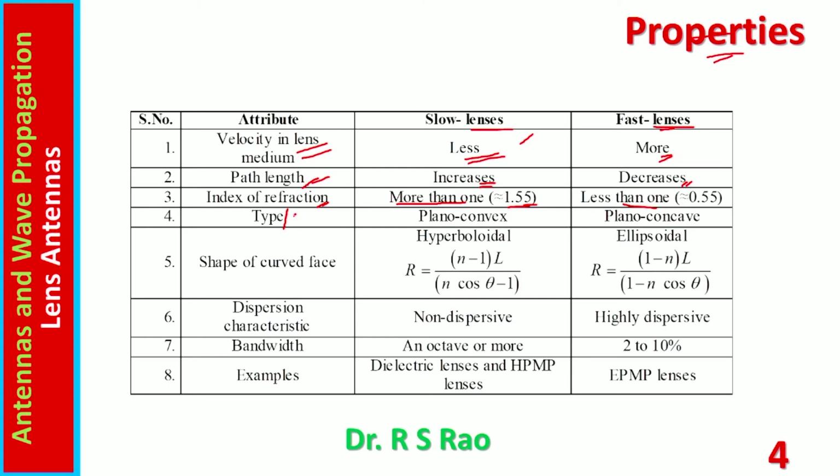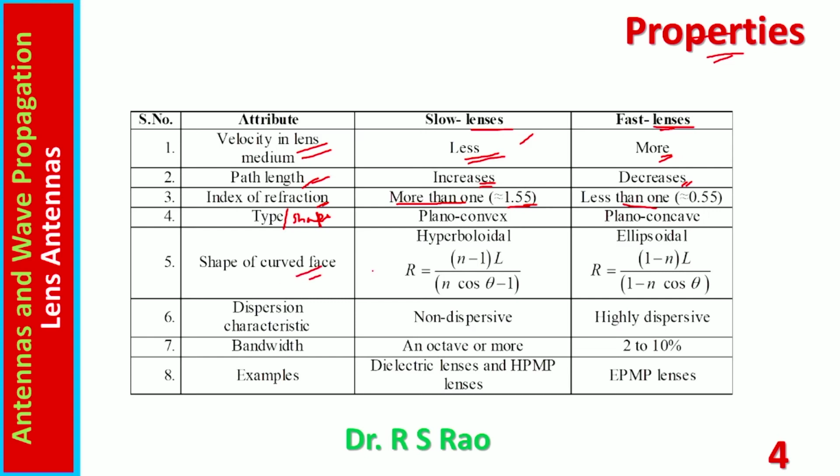Type or shape of faces. Shape: it is plano-convex in case of slow lenses, and plano-concave in case of fast lenses. Notice, lens antennas always have one face a plane, and only one face is curved. It is for the purpose of reduced bulkiness, thickness.